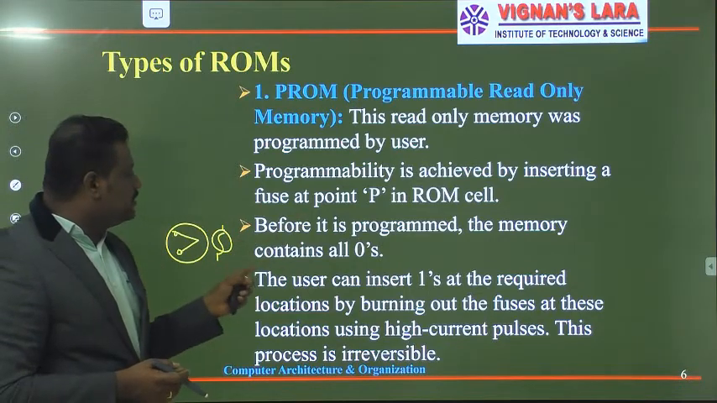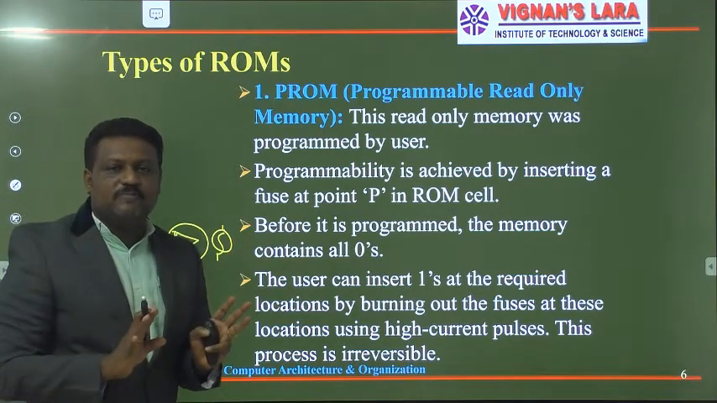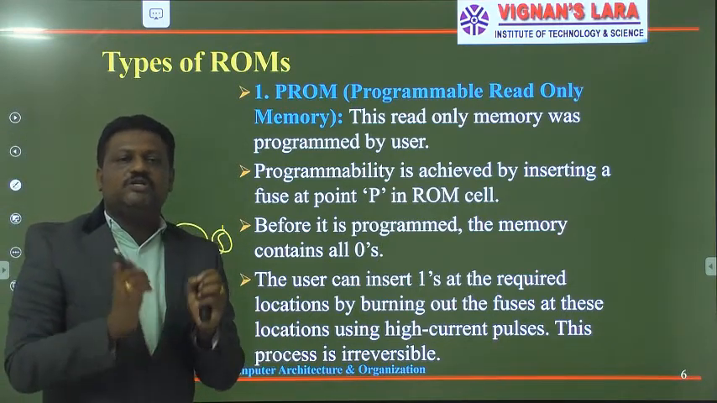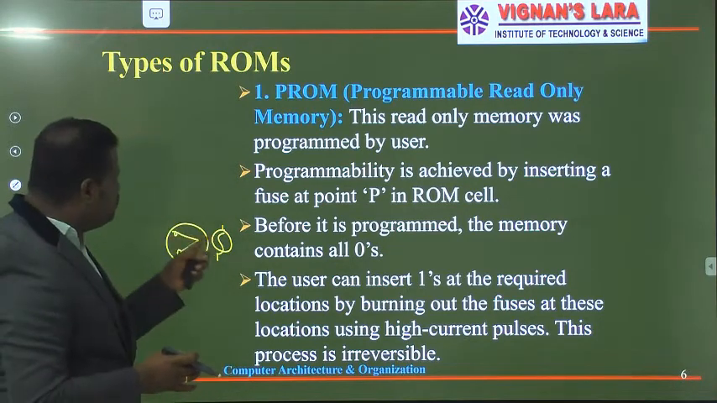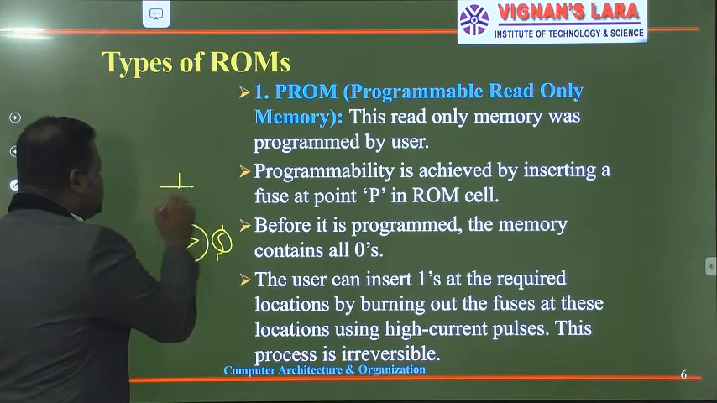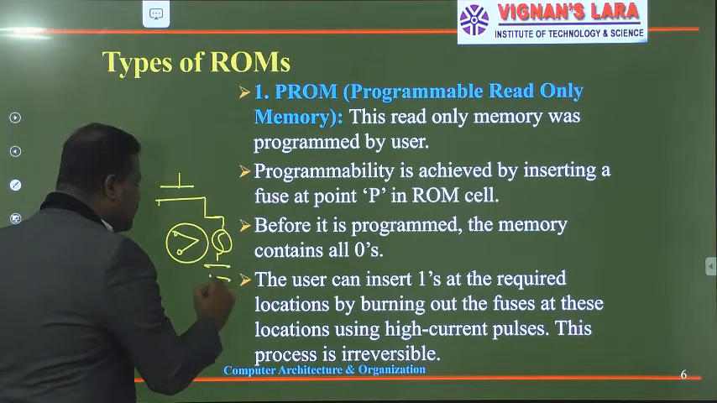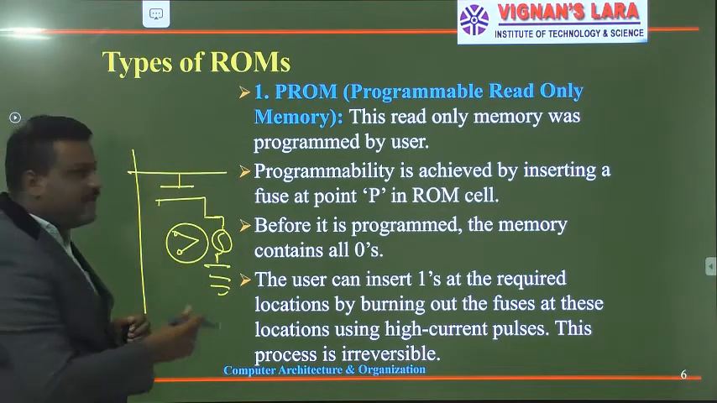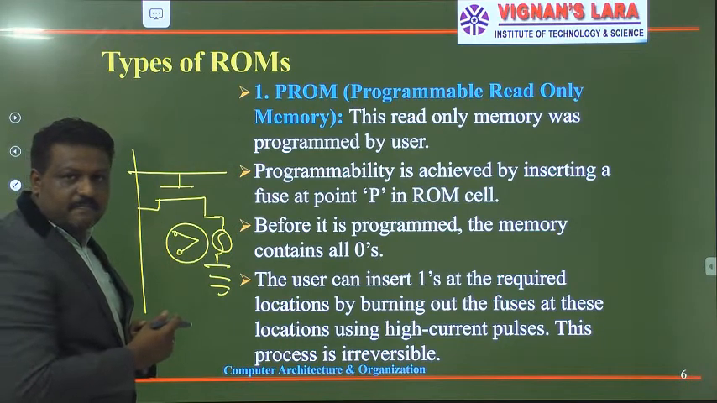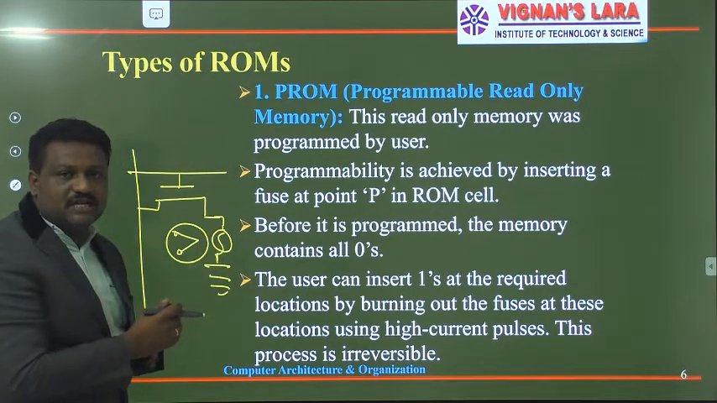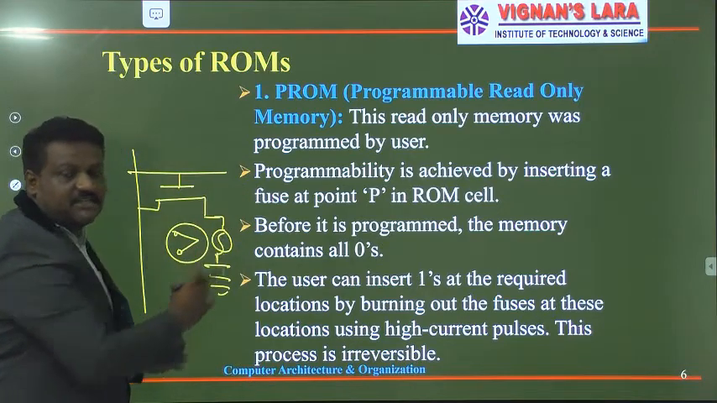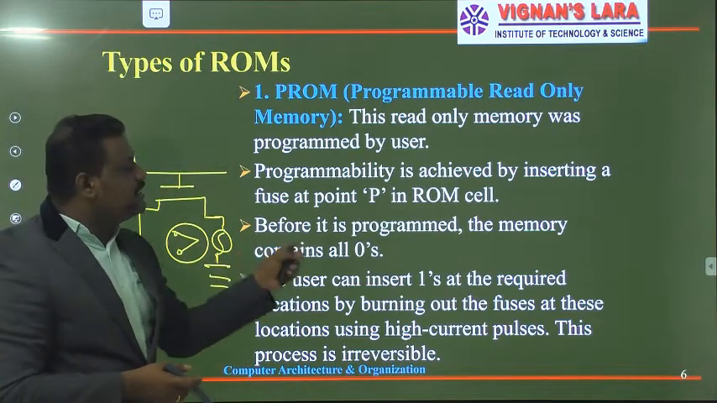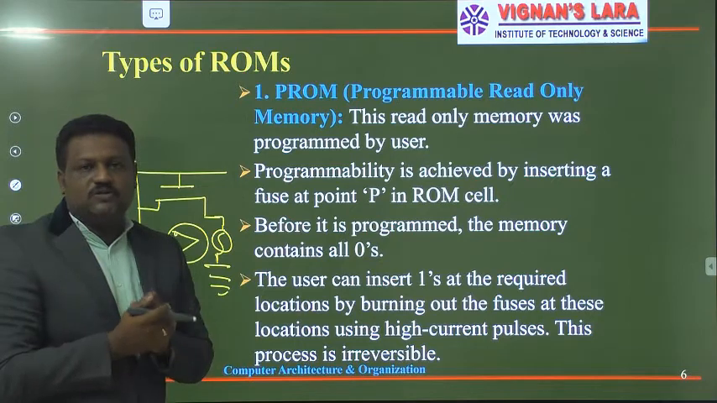Before it is programmed, the memory contains all zeros. Before programming by the user, all the locations of a memory hold logic zero. Why? Because there is a fuse connection between your MOS transistor and ground itself. It is like this. We have a MOS transistor, on this end you have the word line, and on this end you have a bit line. Once we have this fuse connection, no doubt the value present in this particular memory cell is equal to logic zero. So that's why I can say, before it is programmed, the memory contains all zeros.